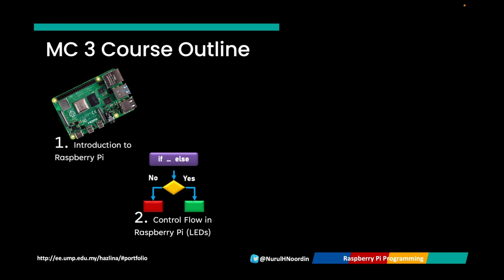Next, we will move on into control flow in Raspberry Pi. Here, we will dive into control flow concepts using digital inputs and outputs. You will learn about sequential execution, conditional statements, and loops by controlling LEDs and responding to button presses. This will help you to understand how programs make real-world decisions.